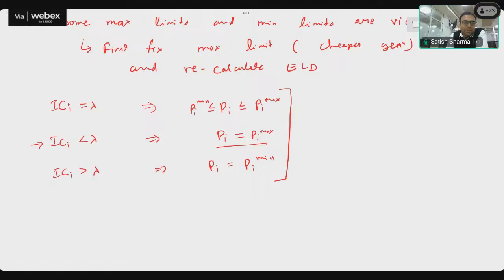So that's why Pi will be at the maximum value whenever the incremental cost of the generator is less than the system price. The other way around, whenever the incremental cost of the generator is more than the market price, it is basically not getting any money. It is at a loss because the cost is more compared to our market price. It means that this generator should produce as little as possible, and that will be at the minimum limit. So that's why Pi should be at Pi min.